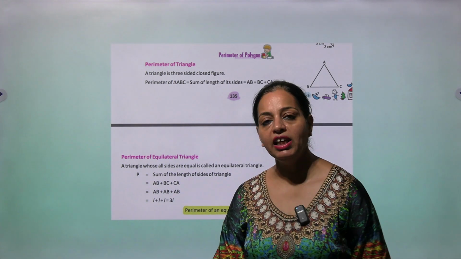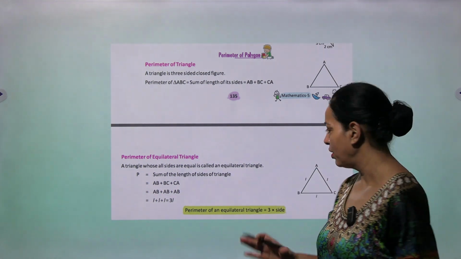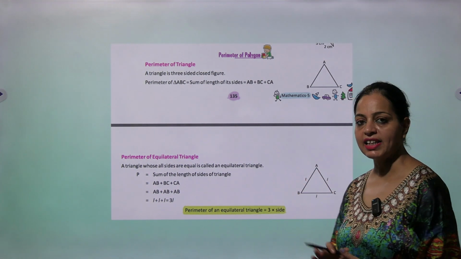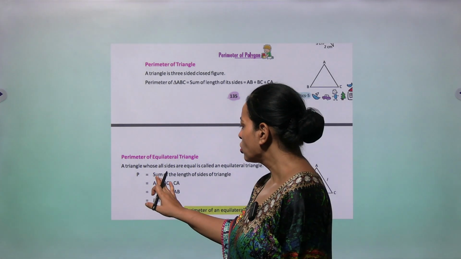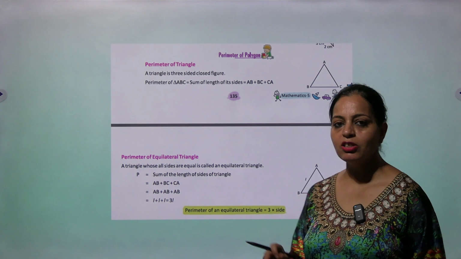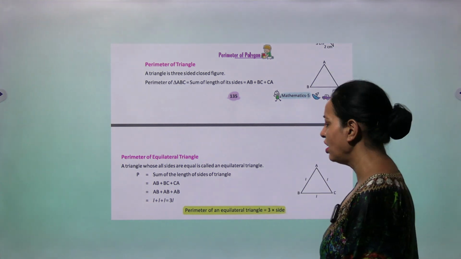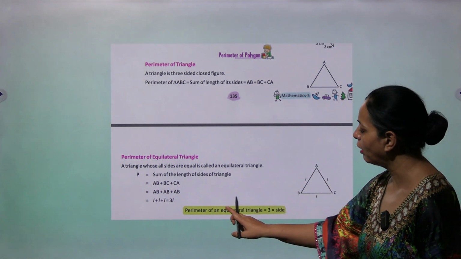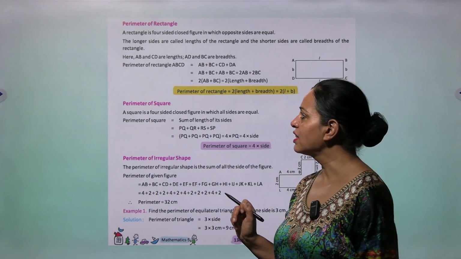Now, perimeter of an equilateral triangle. Equilateral means all the sides are the same. So suppose all the sides are L, L, L. You know P equals the sum of the lengths of the sides, AB plus BC plus CA. So L plus L plus L equals 3L, meaning 3 into side. So what is the perimeter of an equilateral triangle? That is 3 into side.